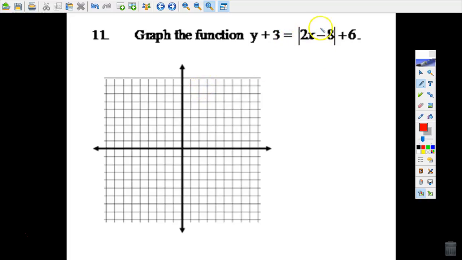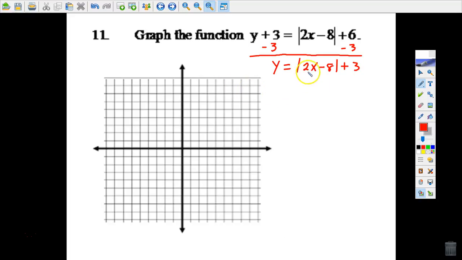We are graphing this absolute value function, but before I can graph it, I need to solve for y, which means I need to subtract 3 from both sides. And subtracting 3 does not do anything in here. It affects this constant outside of the absolute value. So this gets me my equation in this form.